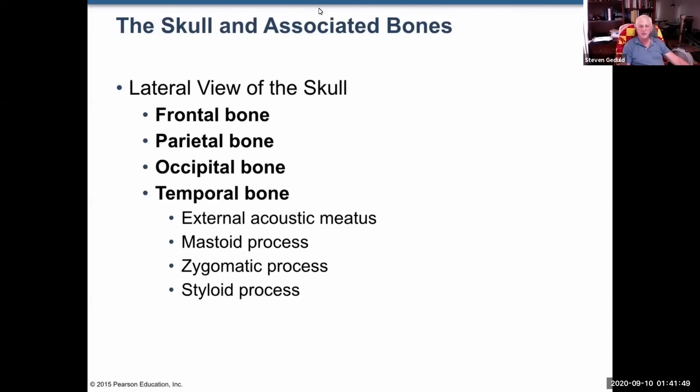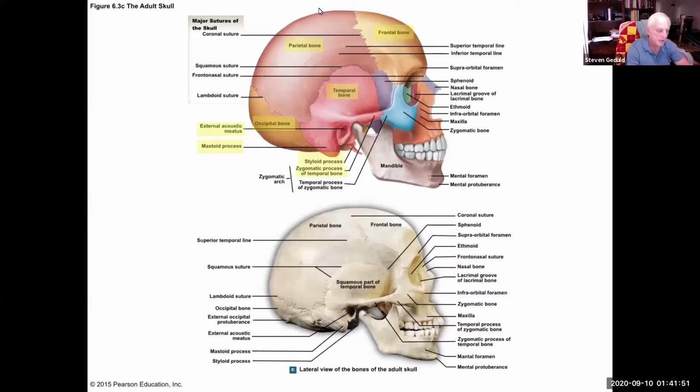This is your side view. This is the parietal bone right here, right and left. This is a temporal bone, right and left. Those are paired bones. Your frontal bone is anterior, it's a single bone, and your occipital bone. Again, frontal bone is the most anterior bone of the skull. Occipital bone is the most posterior bone of the skull.